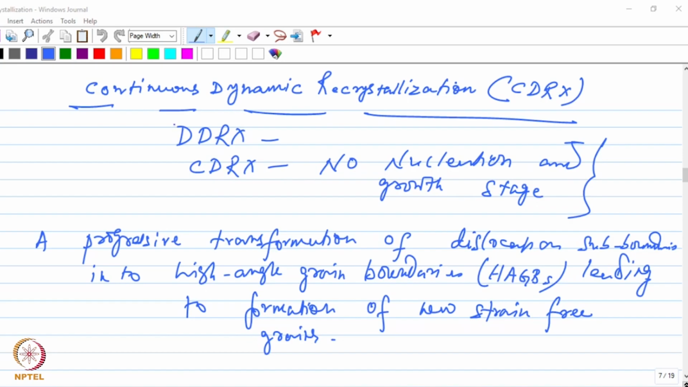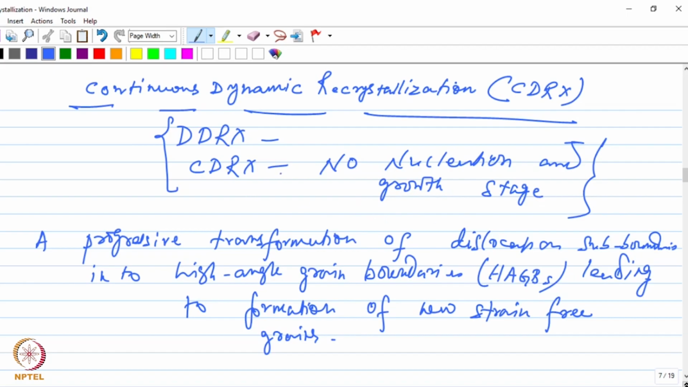So far we have covered these two, DDRX and CDRX, and we have also talked about the mechanisms through which the nucleus forms in these two cases. DDRX occurs by the same mechanism as in static recrystallization, that is through nucleation and growth, and the dominant mechanism for the formation of the nucleus is the grain boundary bulging mechanism. So we have talked about that in detail.